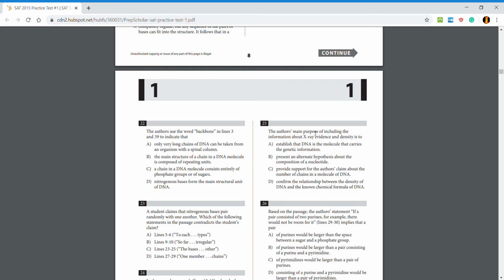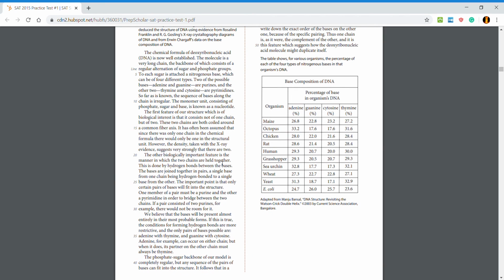The author's main purpose of including the information about X-ray evidence and density is to establish that DNA is the molecule that carries genetic information, present an alternate hypothesis about the composition of a nucleotide, provide support for the author's claim about the number of chains in the molecule of DNA, or confirm the relationship between the density of DNA and the known chemical formula of DNA. So, first, we have to find where the information on X-ray evidence and density is. That is over here.